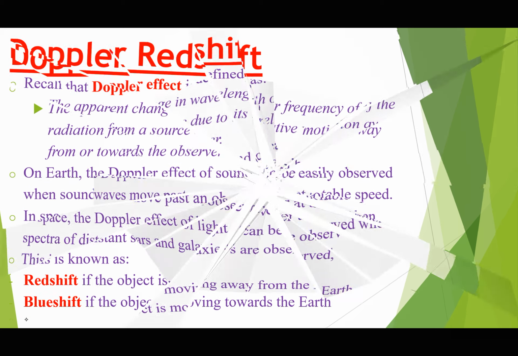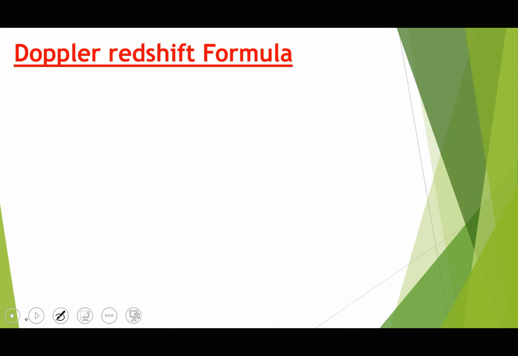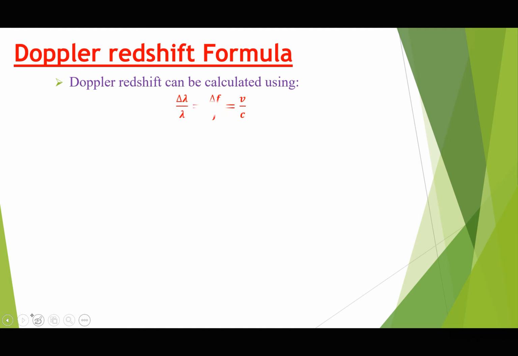So this takes us to what we call the Doppler redshift equation, or the Doppler redshift formula. For non-relativistic galaxies, Doppler redshift can be calculated from a formula which is delta lambda over lambda equals delta f over f, which is v over c. This formula is given in the list of formulae. You will always find it in the list of formulae.